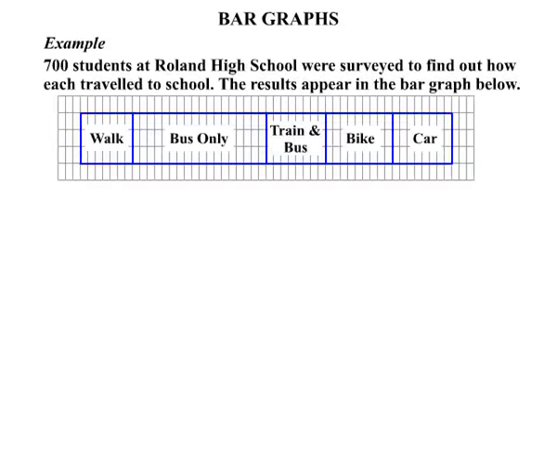Now in this lesson we're looking at bar graphs. Let's start with an example. 700 students at Rowland High School were surveyed to find out how each travelled to school, and the results appear in the bar graph below.